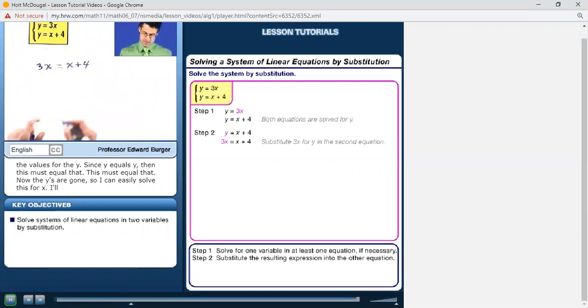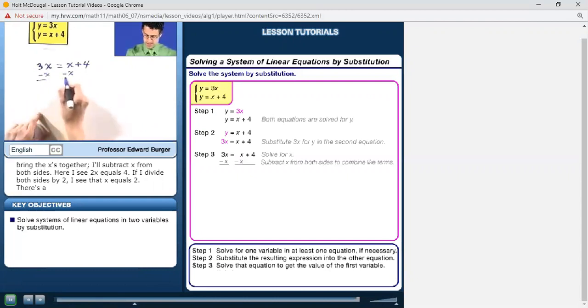So I can easily solve this for x. I'll bring the x's together. I'll subtract x from both sides. And so here I see 2x equals 4 by dividing.